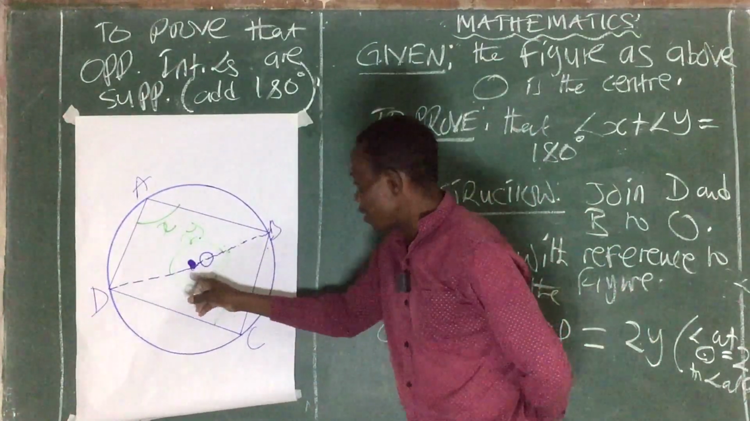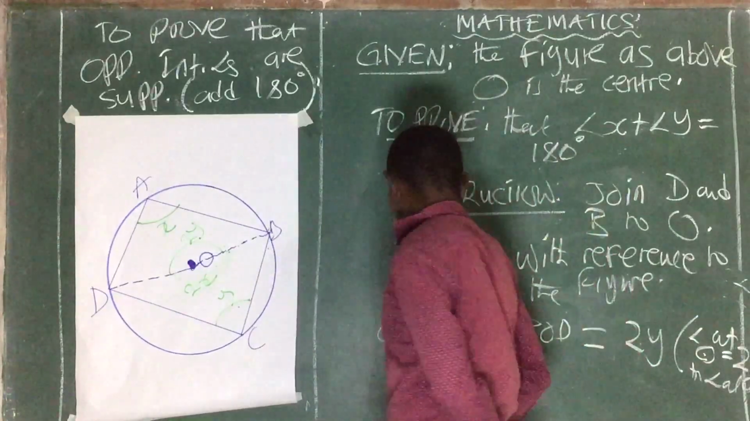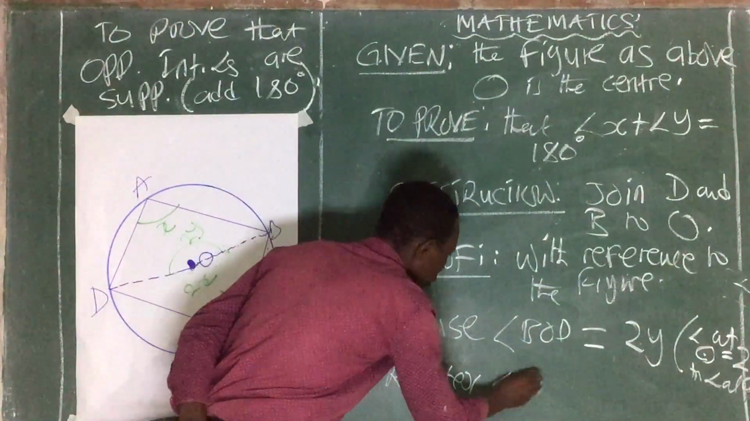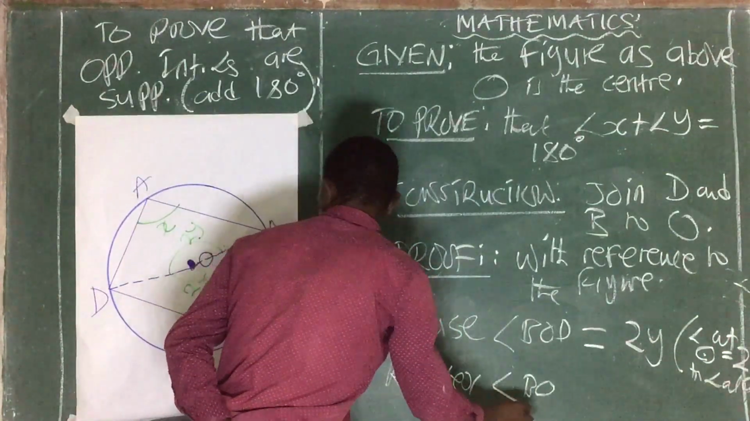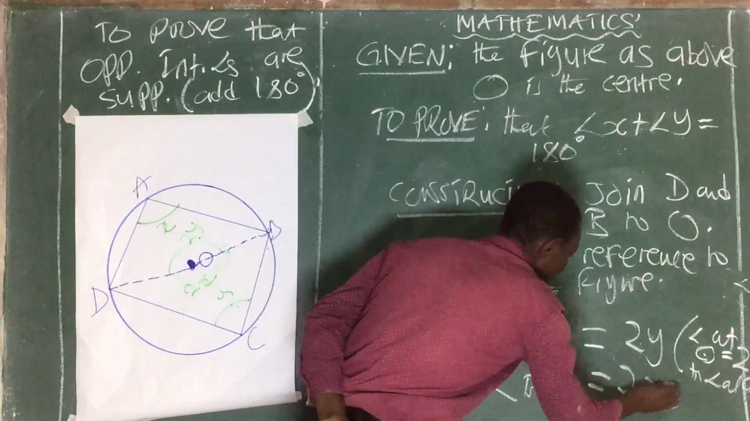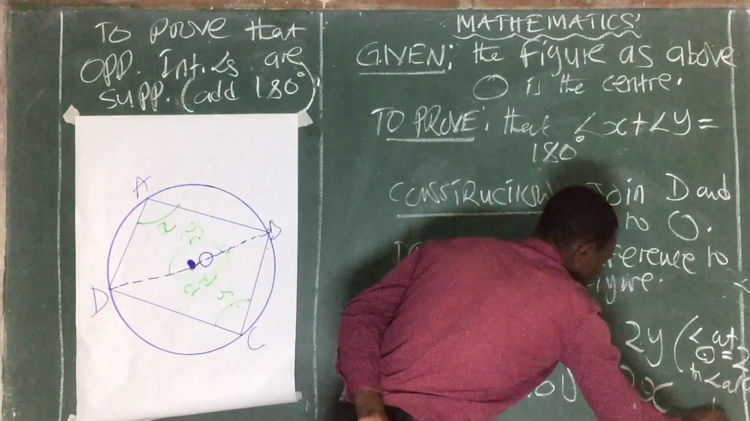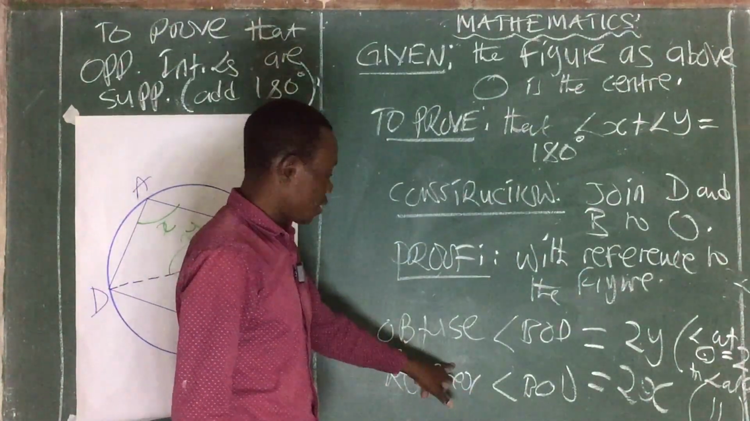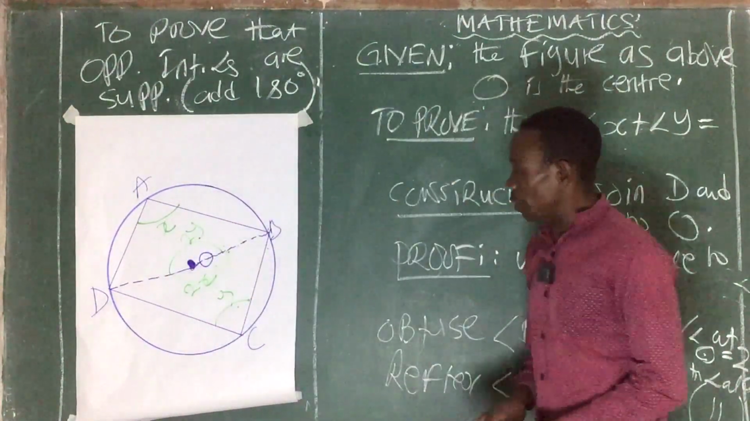I assume you're using the same letters. So I would like to now say reflex angle BOD is equal to what? 2x. The same reason: angle at the center is twice the angle at the circumference. I've already explained that, so we all know about that one.